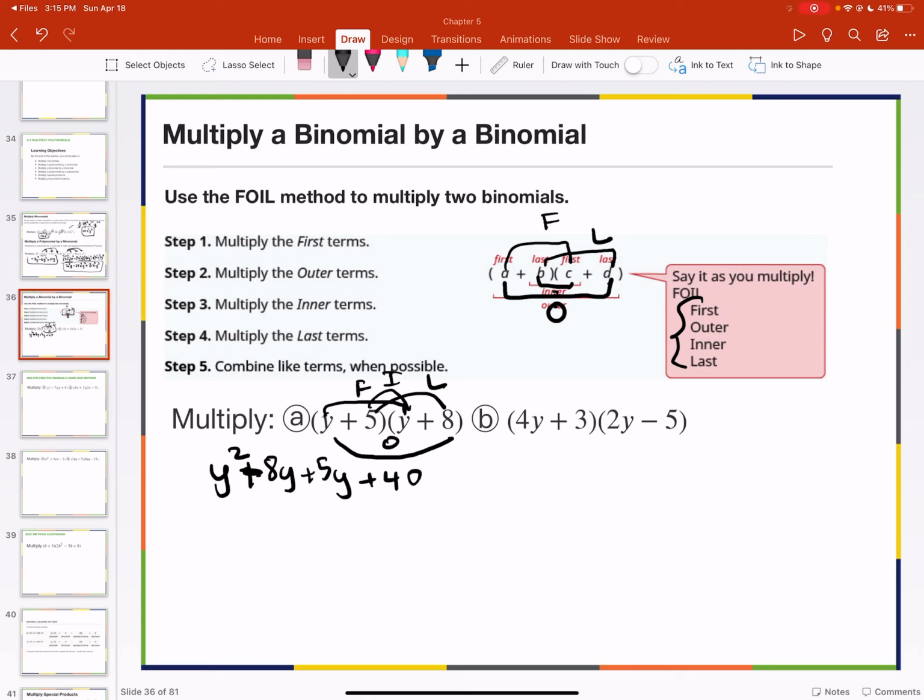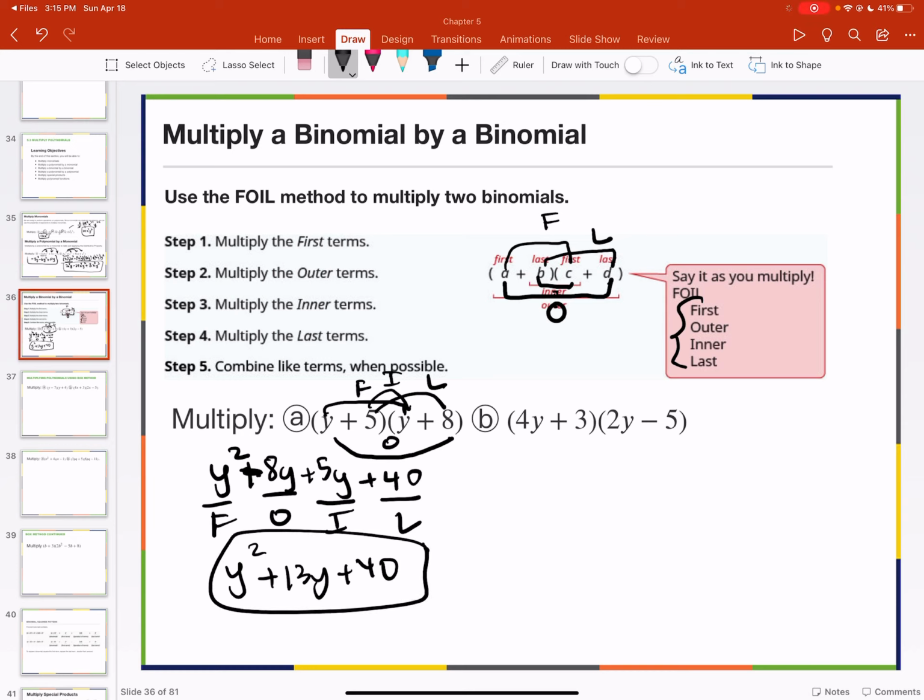Okay, so again, what did we do? We did first, outer, the product of the inner terms, and the product of the last two terms. Now we just combine them, and we get y squared plus 13y plus 40. Okay, so let's do the next one. So first, 8y squared, outer, negative 20y, inner, positive 6y, and then last, negative 15.